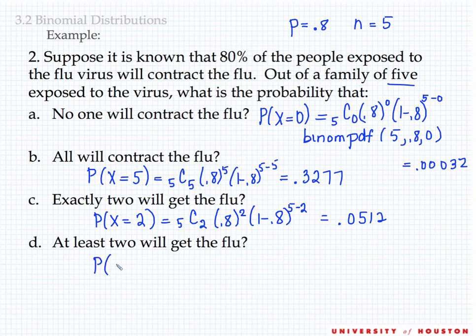At least 2 getting the flu would be 2 or more, so greater than or equal to 2. Now again, with our formulas, if we're going to be plugging into the calculator or RStudio, this does need to be a less than or equal to. So I can have 0 people, 1 person, 2, 3, 4, or 5 people getting the flu. Greater than or equal to 2 consists of 2, 3, 4, or 5. That's the complement of 1 or 0. So this is the same thing as 1 minus the probability that x is less than or equal to 1.